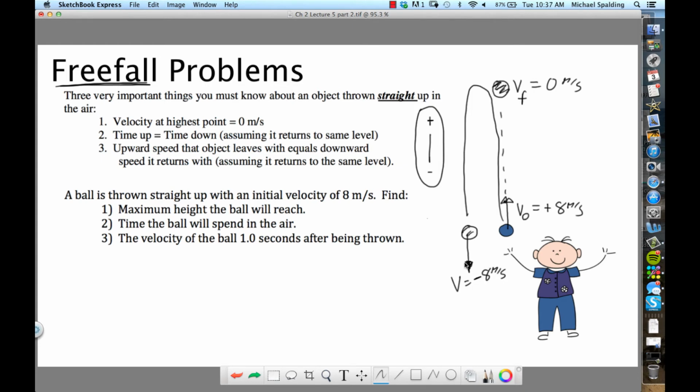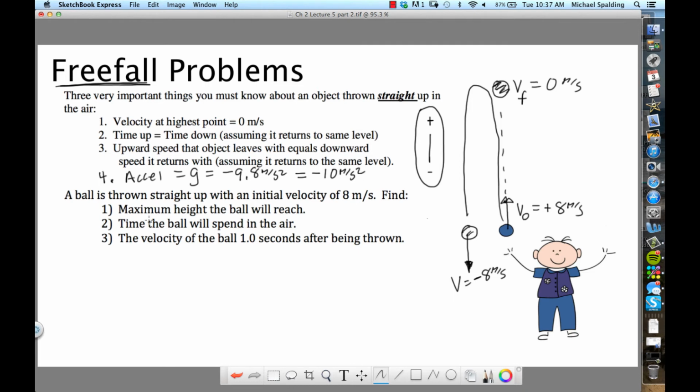Okay, and there's actually a fourth thing I want you to know. The fourth thing to know about free fall, and I can't believe I didn't type this on my list here, is the acceleration. Whenever an object's in free fall, we know that the acceleration will be equal to gravity. And gravity is equal to negative 9.8 meters per second squared. Why is gravity negative? It's down. Gravity is always down. And 9.8 frequently gets rounded to 10.